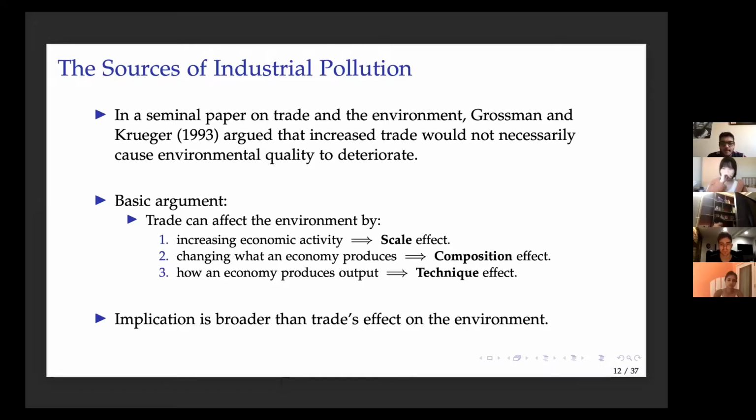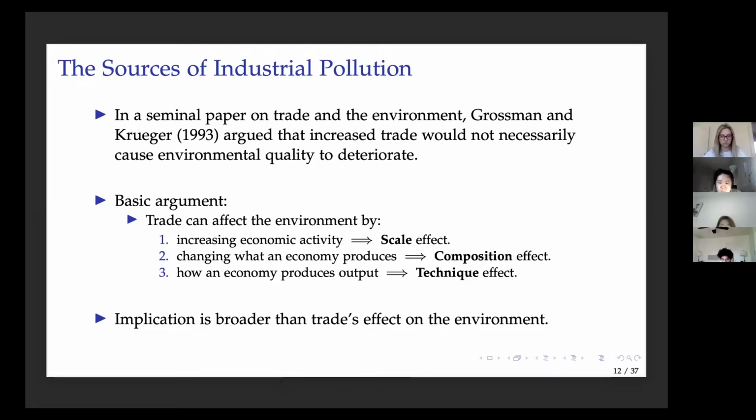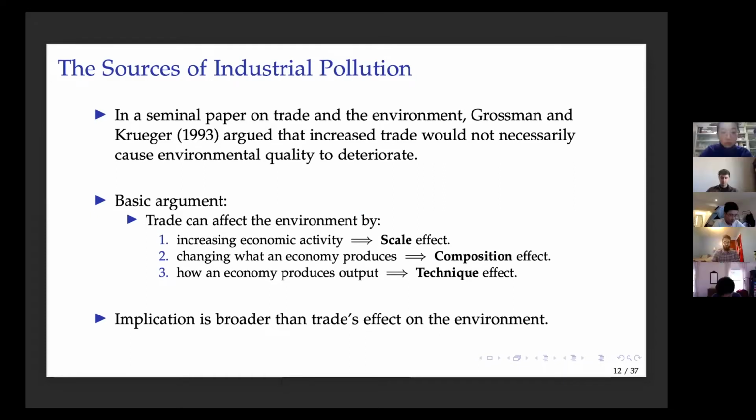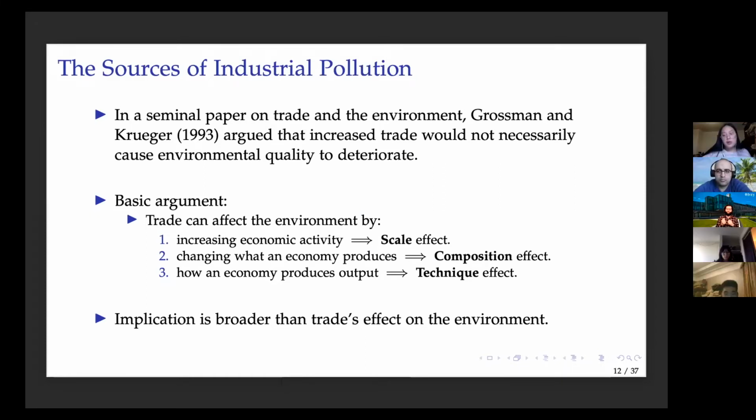in this area has appealed to a seminal paper by two economists, Grossman and Krueger, that first appeared in 1993, that was thinking about the relationship between trade and environmental quality. Their argument was that trade doesn't necessarily cause environmental quality to deteriorate. Their basic argument was that trade can affect the environment through three different channels.